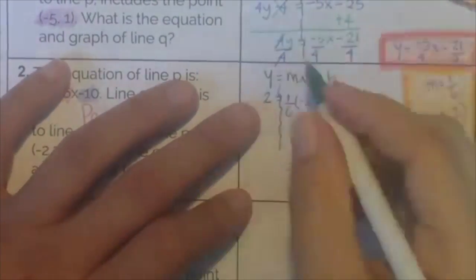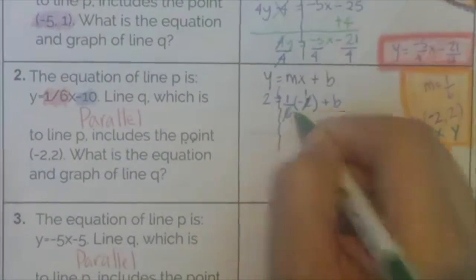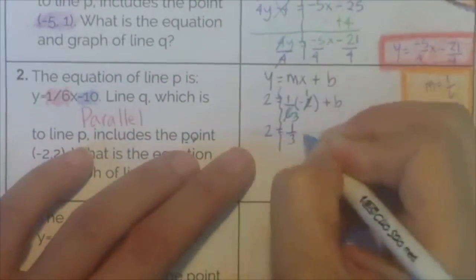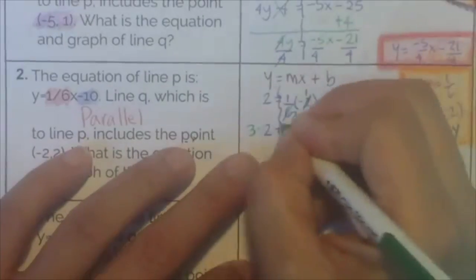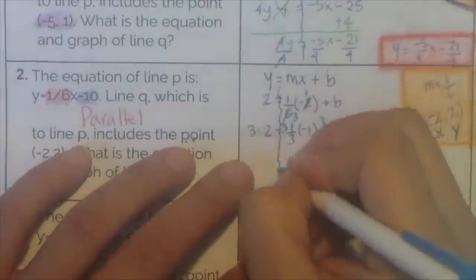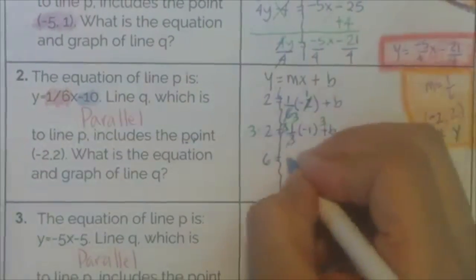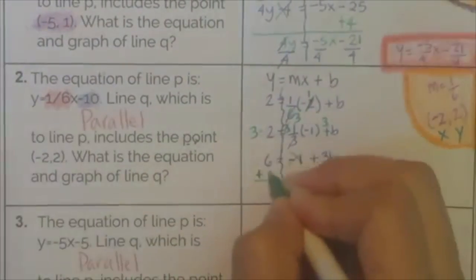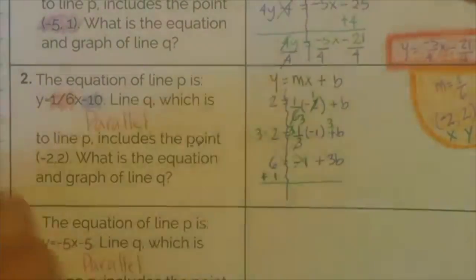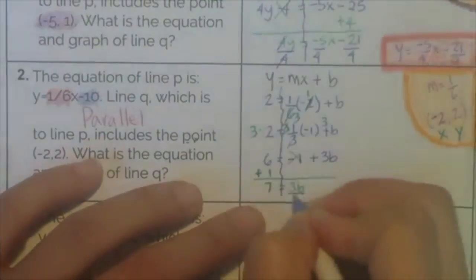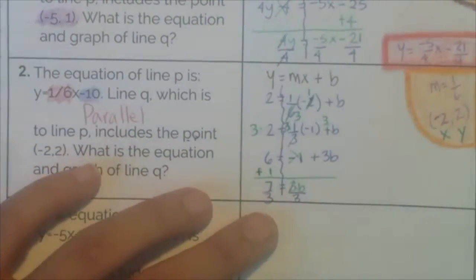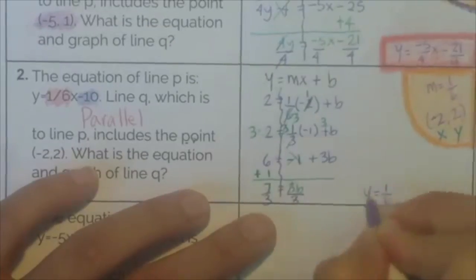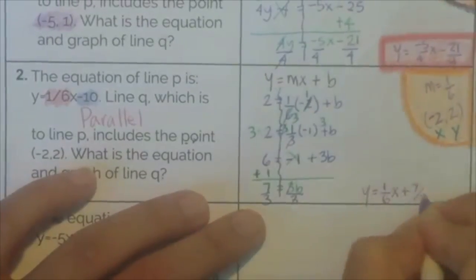But then simplify that, so 2 into 2 one time, into 6 three times. Now that didn't get rid of the fraction, I hate fractions, so we're going to have to multiply everything by 3. Distribute to everything. That's 6, those 3's cancel, so that's negative 1, and then 3b. Move the negative 1 to the side, positive 1, that's 7. And then we're going to have equals 3b divided by 3, so b is equal to 7 over 3, and it's okay to get a fraction. So the equation is y equals 1 over 6x plus 7 over 3.